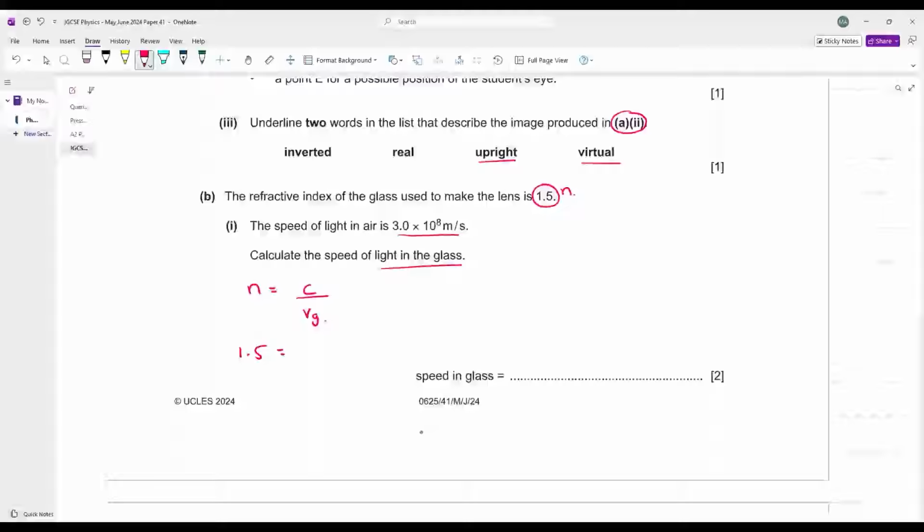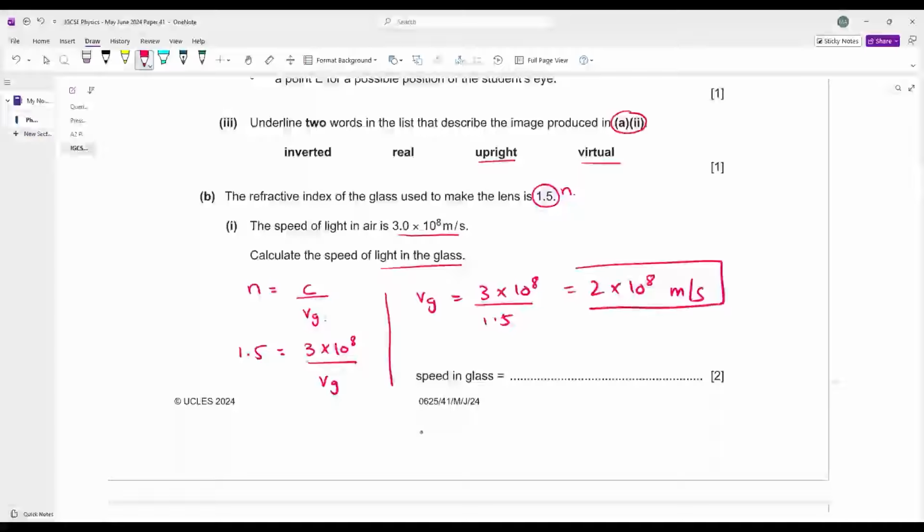स्पीड ऑफ लाइट इन एयर क्या है? 3 इंटू 10 इज द पावर ऑफ 8. स्पीड ऑफ ग्लास क्या है? ये आ गई. जस्ट रीअरेंज द फॉर्मूला. The speed of light in glass is 3 into 10 to the power of 8 divided by 1.5, which equals 2 into 10 raised to the power of 8 meters per second. Simple as that, nothing complicated here.